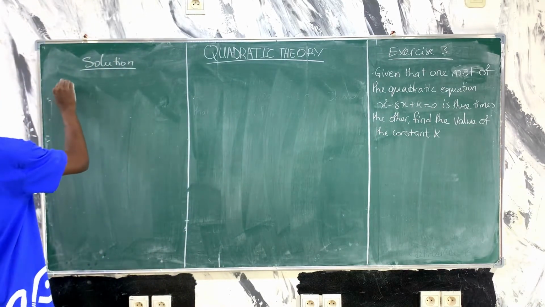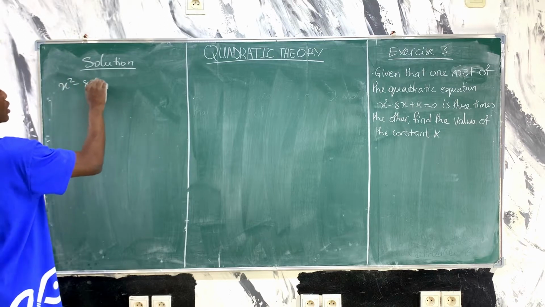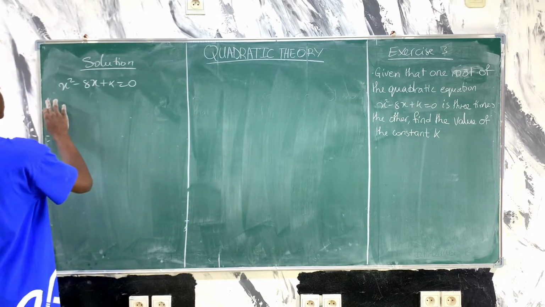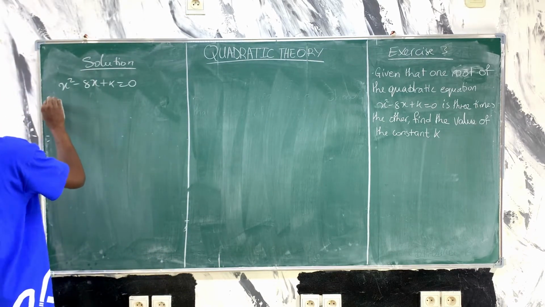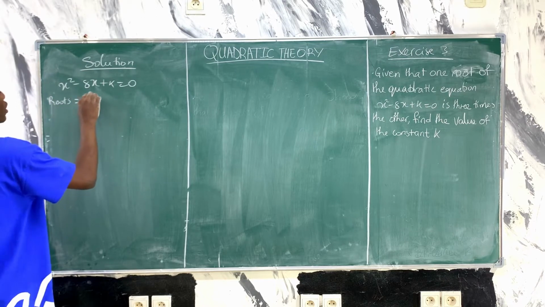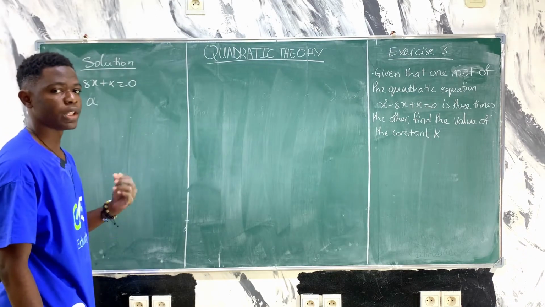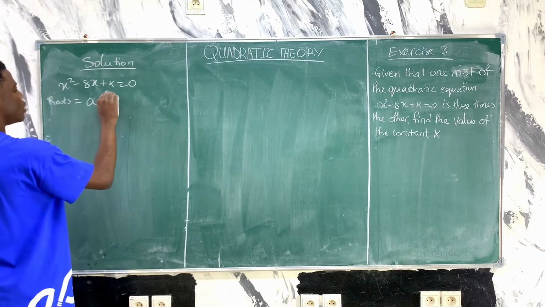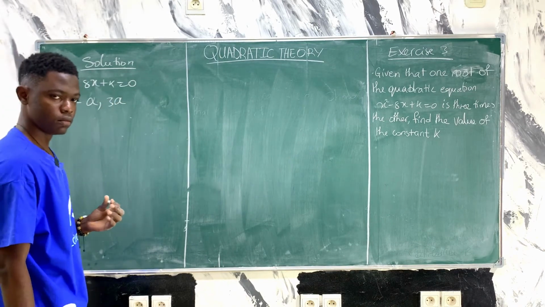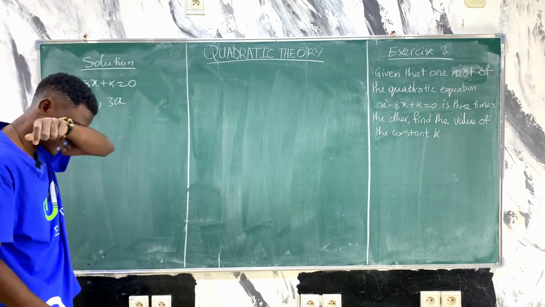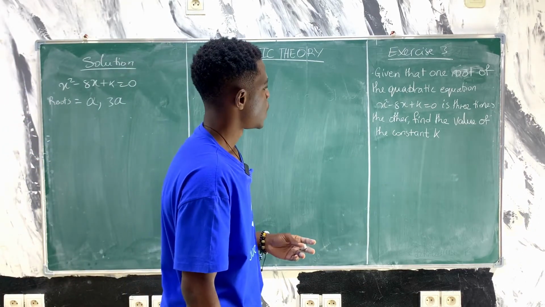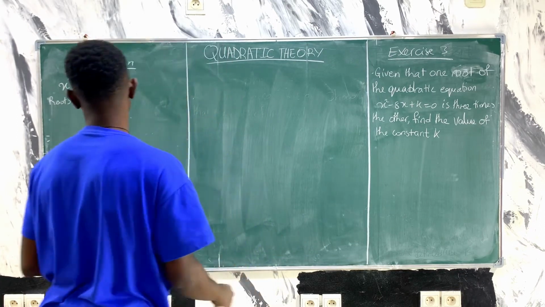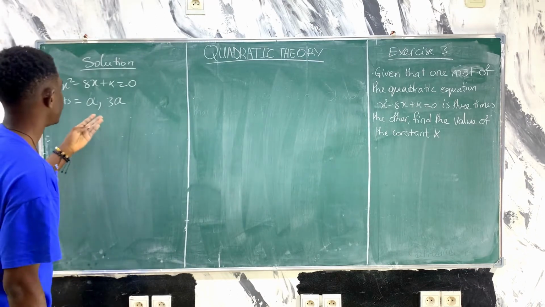This is the solution. We have x squared minus 8x plus k is equal to 0. One root is 3 times the other, which means, let's assume that the first root is alpha. Then what will be the next root? One root is 3 times the other, means the next root is 3 times alpha. So your initial roots are alpha and 3 alpha. So what are we asked to do? Find the value of the constant k. We should find the value of the constant k using the roots.